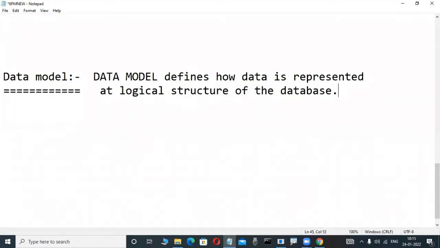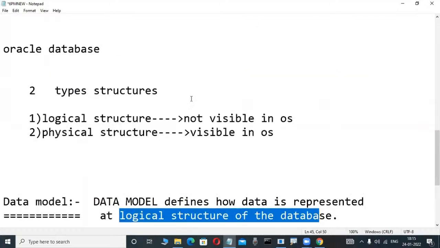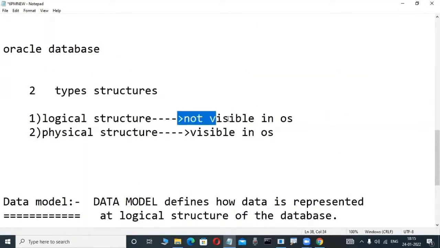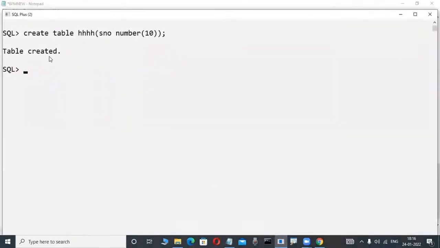Now check it out. What is a logical structure? As I told you in previous classes, a structure which is not visible in the operating system is called a logical structure. When you create a table, it is not visible in the operating system, but that structure is visible in the database. Very good. Now in this database, how data is represented is specified in the format of records, and these collections of records are in matrix format.